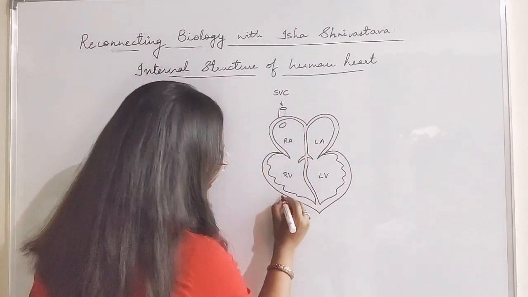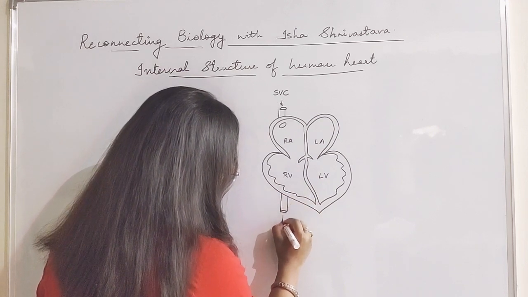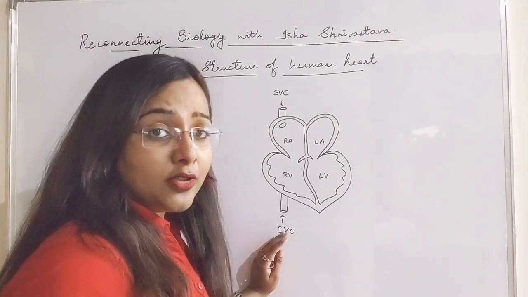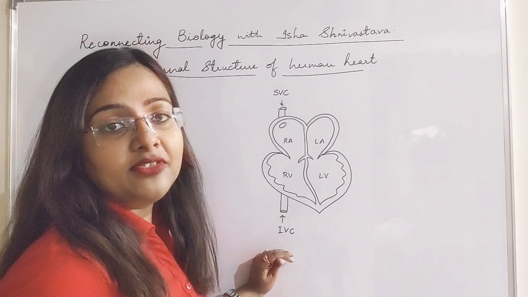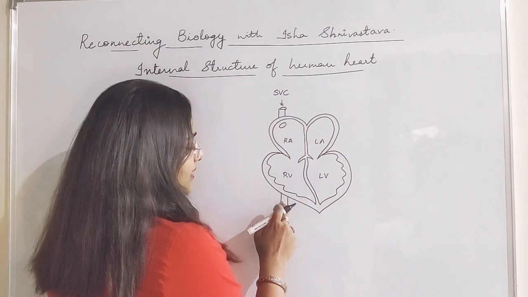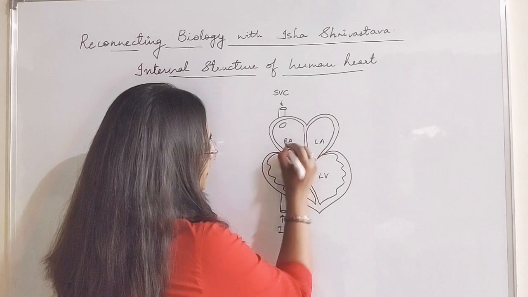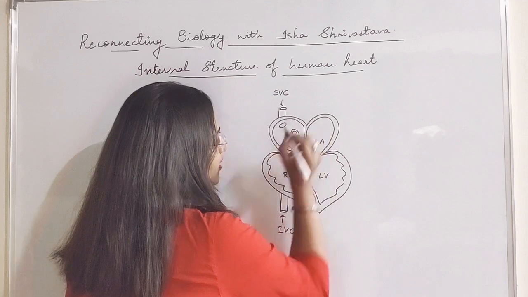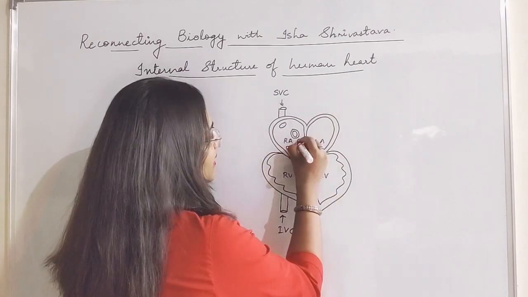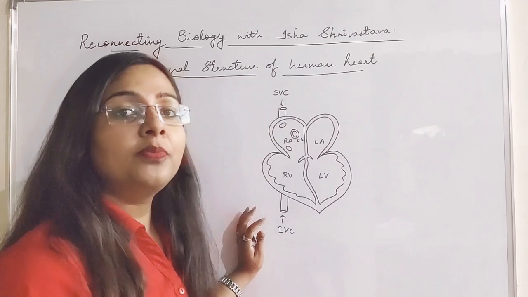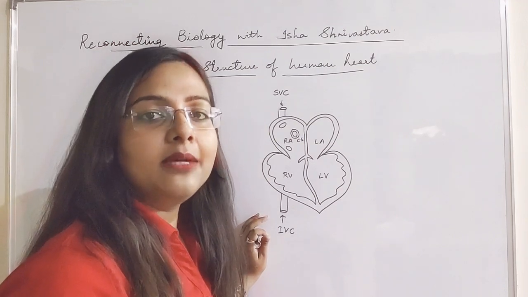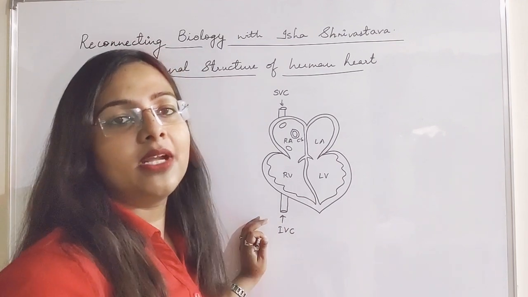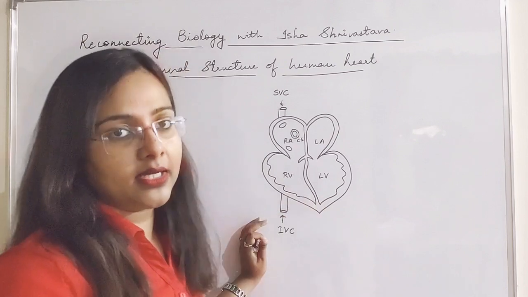Now there will be an inferior vena cava, which will bring the blood from the lower parts of the human body and carry it to the right atrium. The opening of this inferior vena cava will be shown like this in the right atrium. Now there is one more opening known as the coronary sinus. This opening carries the deoxygenated blood from the cardiac muscles of the heart to the right atrium. Later in the process, this blood will be oxygenated and brought back again to the heart.